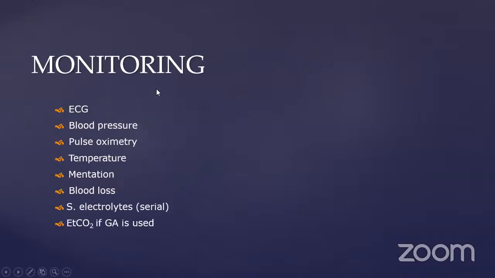The monitoring that should be done in these patients: ECG monitoring, blood pressure monitoring, and pulse oximetry, I mean saturation of the patient, temperature of the patient, mentation, the mental status of the patient, whether the patient is conscious or irritable, the blood loss that occurs due to the surgical procedure, and serum electrolytes. The serum electrolytes should be done serially, every 30 minutes, and ETCO2 if general anesthesia is used.